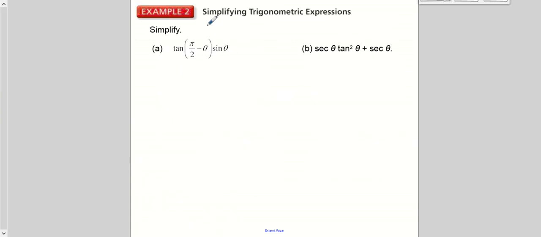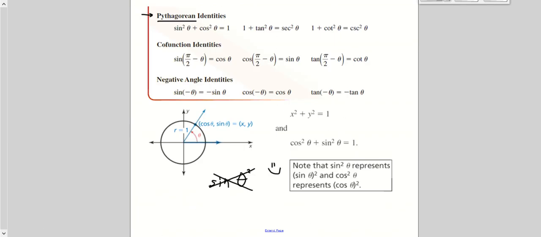Example 2, simplify. All right, now we want to use those equations, those formulas they gave us. Tangent of pi over 2 minus theta. What did this one equal? Well, pretty sure it's cotangent, but let's go back and find out.